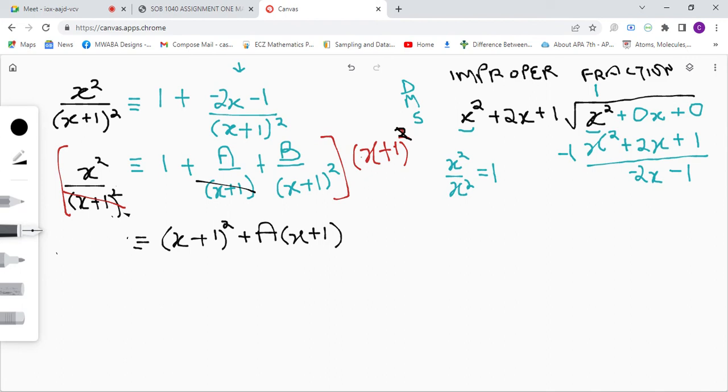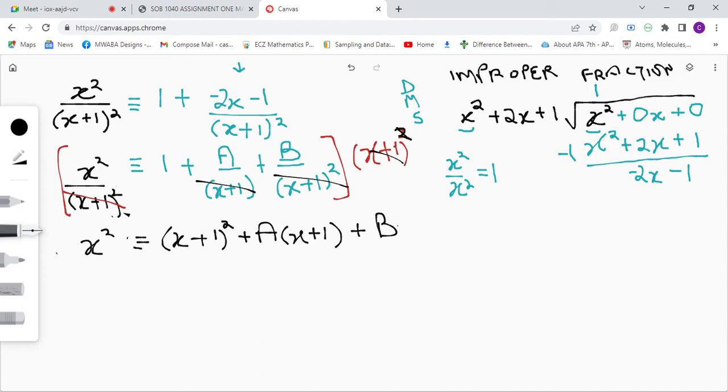And then finally, if we multiply b over (x + 1)² times (x + 1)², the whole will cancel out the (x + 1)². This is what our expression reduces to. We have x² equals (x + 1)² plus a(x + 1) plus b. So now we want to find the values of a and b.